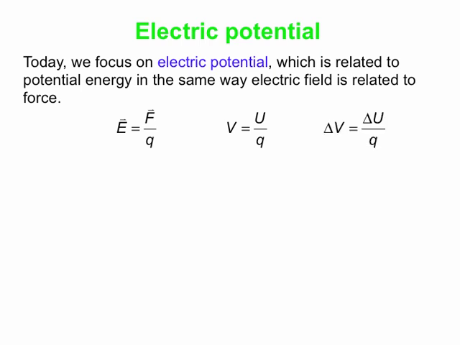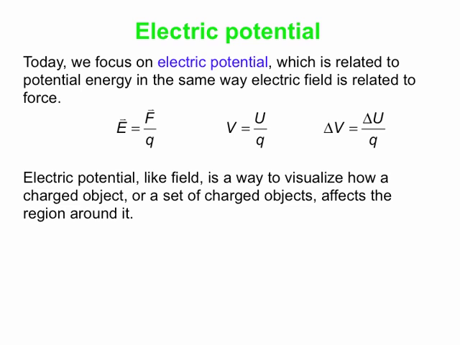And in many cases, what really matters is what we call potential difference. So the potential difference is the change in potential energy per unit charge. And also potential difference is really what makes things flow, what makes charges flow.